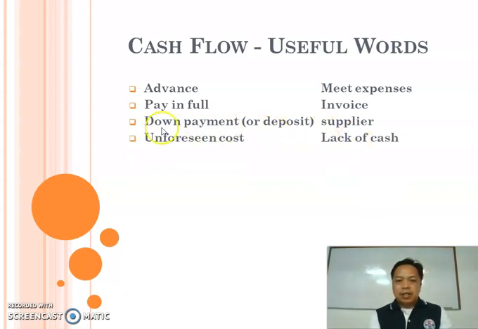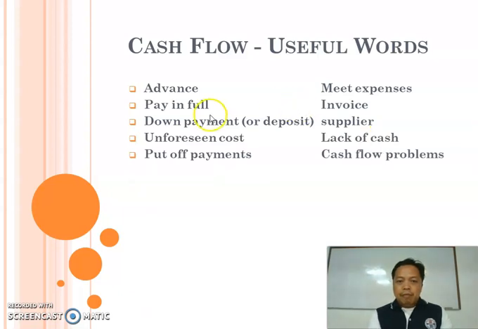Unforeseen cost, this one is the expenses or the cost that you don't predict. Maybe you don't even think that you can spend this kind of expenses. Of course, lack of cash, it means that the money is not enough for the operation, for example. So lack of cash, the money is not enough.